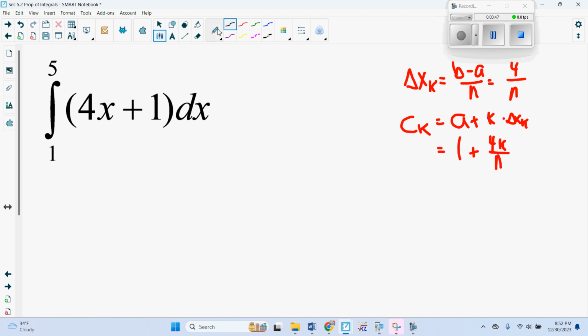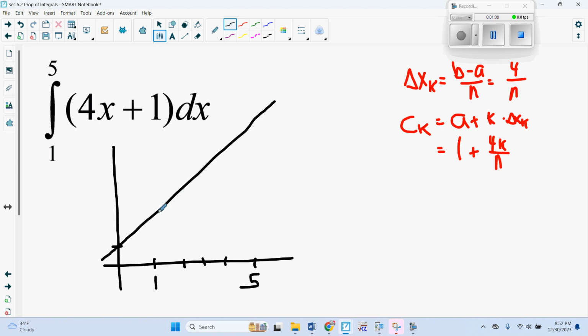But in this situation, I want to talk about this from a little different angle. Think about what this is. If I was to graph this, I'm looking at the area from 1 to 5 of a line, not necessarily to scale. And so I'm looking for this area right here.